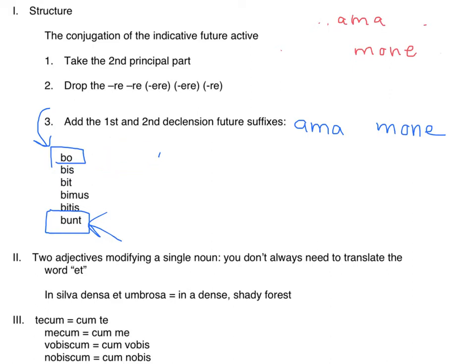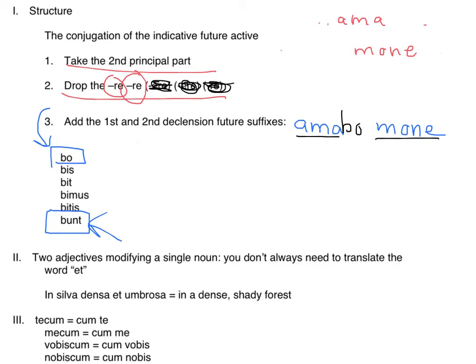I think that's too complicated of a way to describe it. I think it's much simpler to say take the second principal part, drop the RE from a first conjugation verb, or drop the RE from a second conjugation verb. This is for third conjugation, third I, and fourth, so we ignore them for today. And after you drop the RE from ama, or the RE from mona, then you add bo, bis, bit, bimus, bitis, and bunt. I think it's a very straightforward way to describe it, contrary to the way the book describes it.